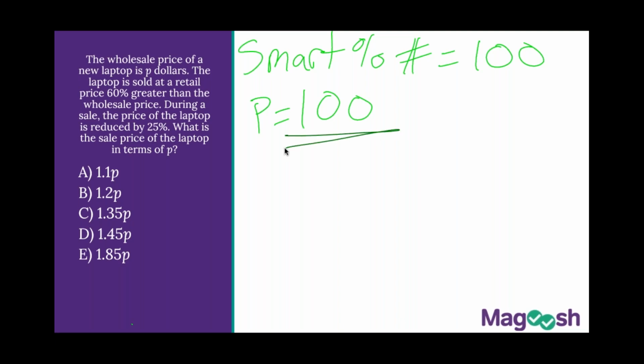When we have percent changes and our original starting point is 100, we can just add or subtract that percent change. So in this case, if we want to increase this by 60%, we're just going to add 100 plus 60.